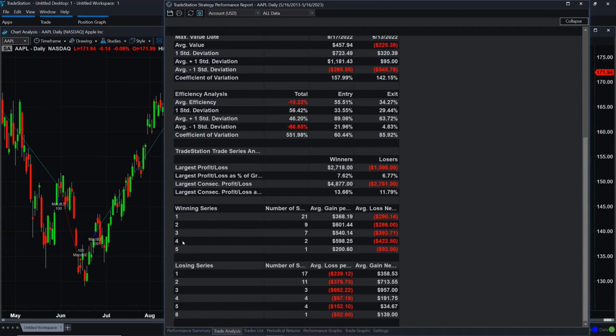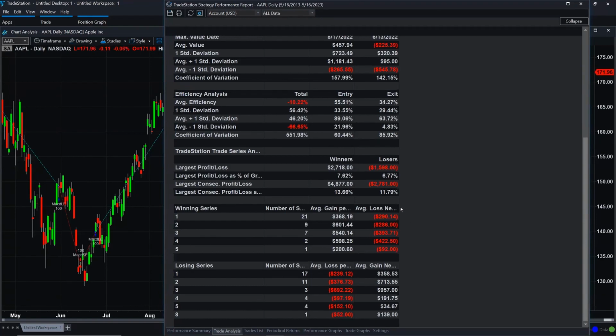Like for example, if I look at the 4, this is 4 consecutive winning trades. Sounds great, makes you happy because you're winning. That happened actually 2 times in the historical backtest where you had 4 consecutive winning trades. And the average gain per trade was $598.